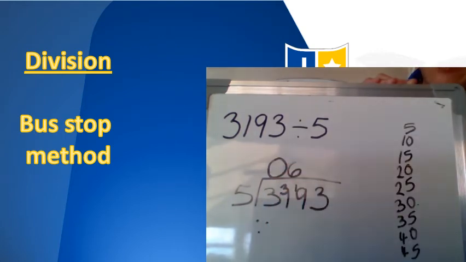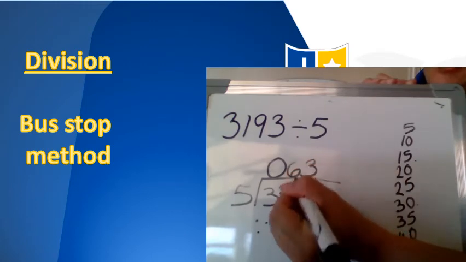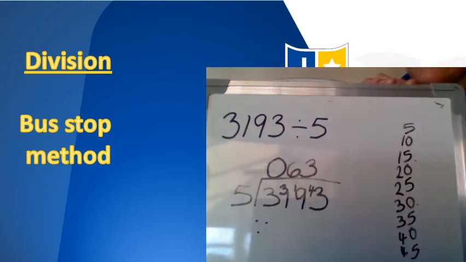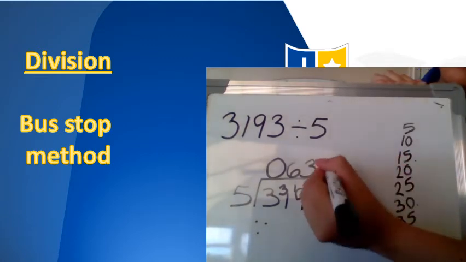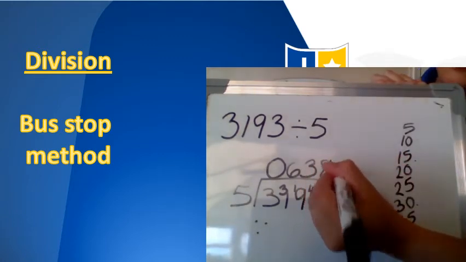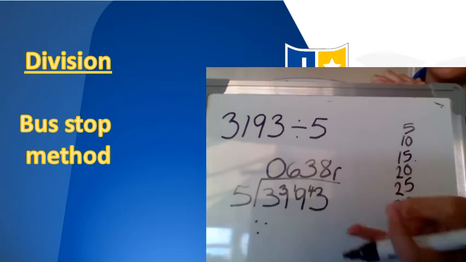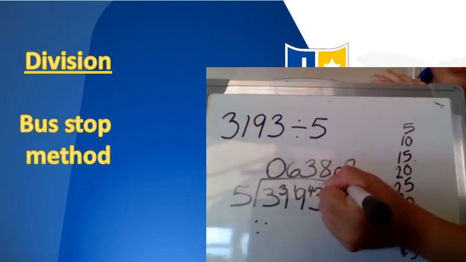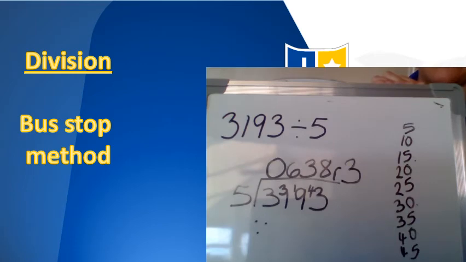How many 5s are in 19? 1, 2, 3 5s are in 19 with 4 left over. So I'm going to put my 3 here and 4 left over is my remainder. And finally then, how many 5s are in 43? 1, 2, 3, 4, 5, 6, 7, 8. And that would be 40, so that means there's 1, 2, 3 left over. And I did predict there would be a remainder, so that helps me out. I know that there would be a remainder, and there is.